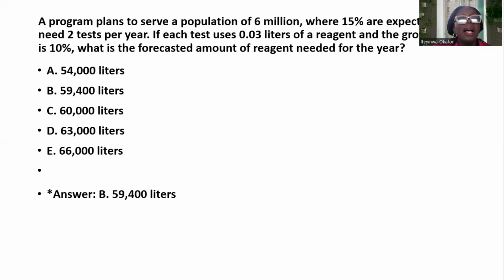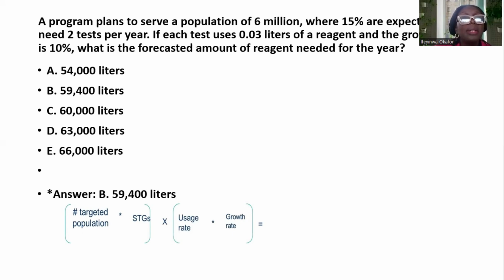59,400 liters. And remember our formula: targeted population times the standard treatment guide times the usage rate, and then multiply by growth factor will give you the forecasted quantity. So you need to input the values, but you first calculate the targeted population from the 6 million. So 15% of the 6 million should give you the targeted population, and then you use that to calculate the rest.